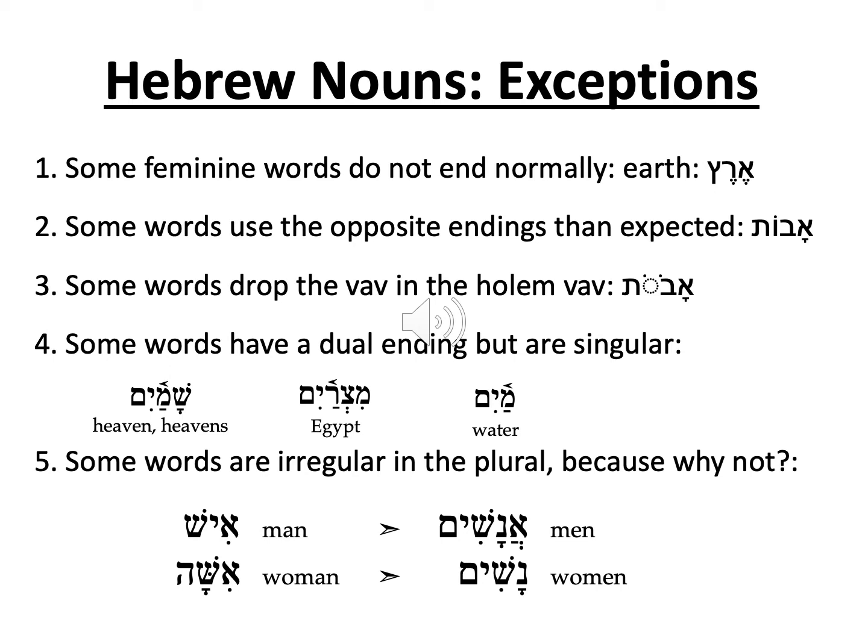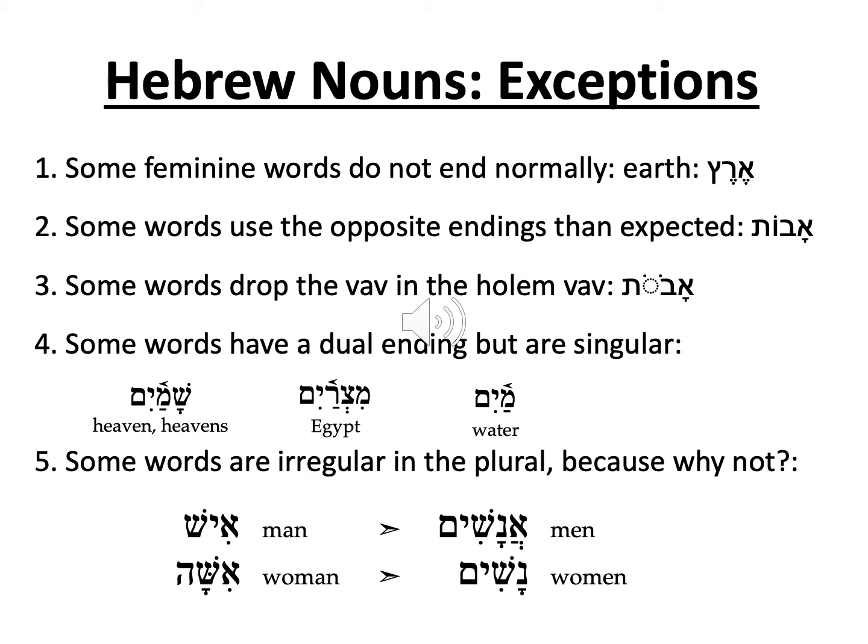A second exception is that some words are masculine but take feminine endings. The word father is the most obvious. Father is always masculine, but the plural takes the plural feminine ending, avot, not the masculine plural ending avim. Some words are just obnoxious like that.